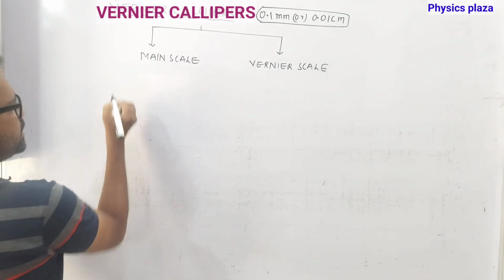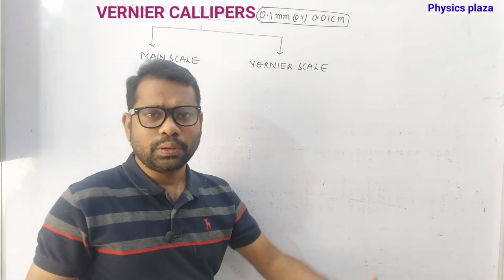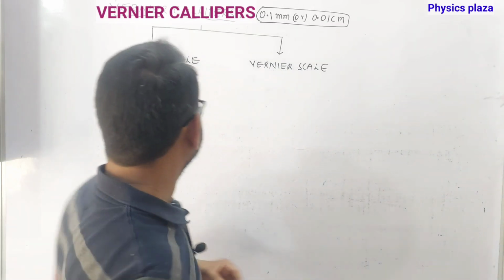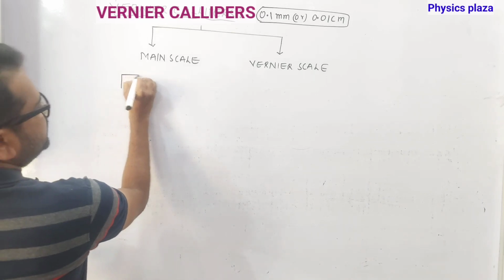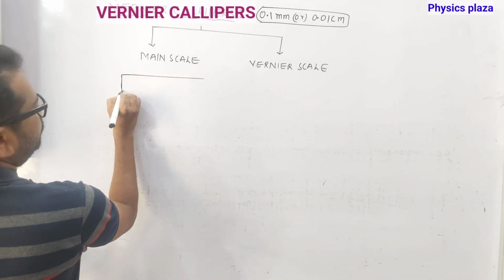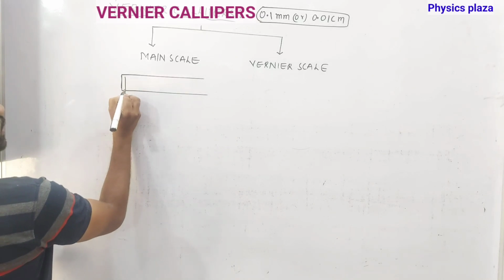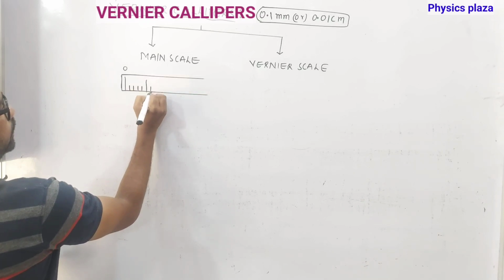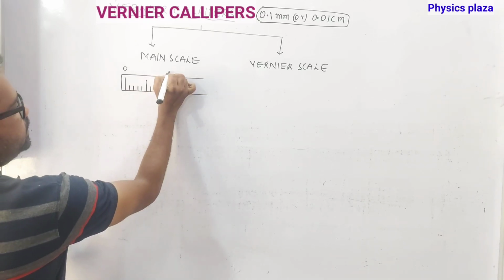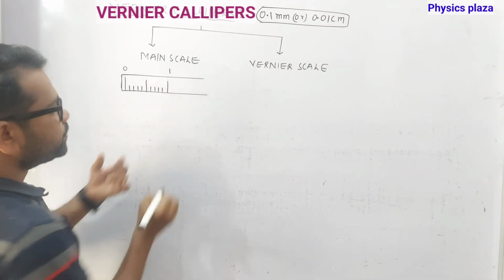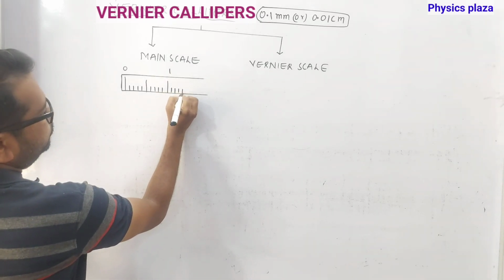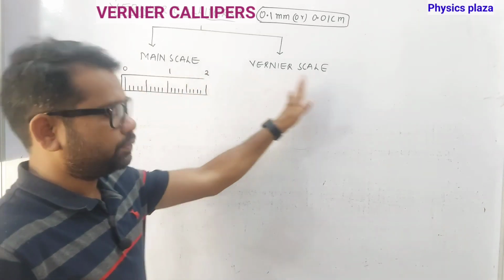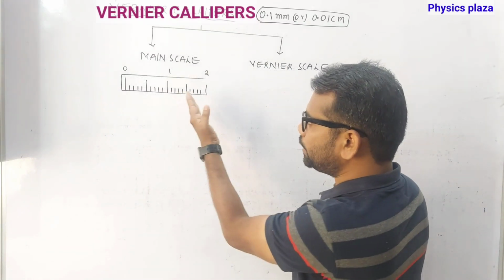Children, here the main scale is nothing but an ordinary scale. But here it is made of a metal strip on which the scale is calibrated. It is like a normal scale, calibrated from 0 to 1, 2, 3, 4, 5. Let us say from here to here is 1 centimeter. Again 1, 2, 3, 4, 5, and this is continued. This is how the main scale will be.